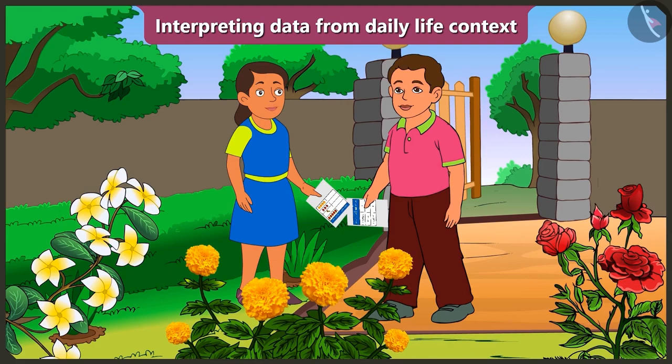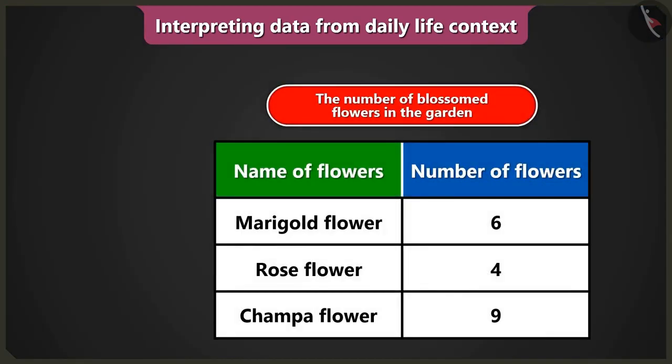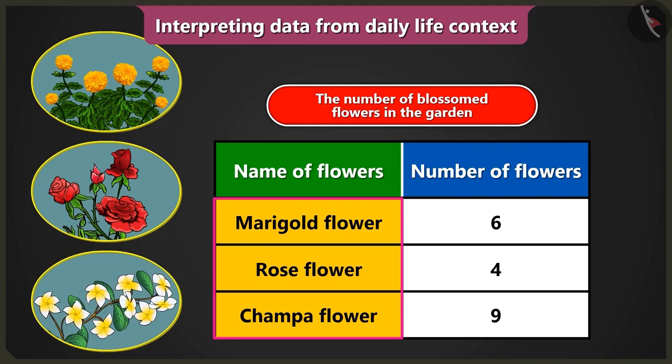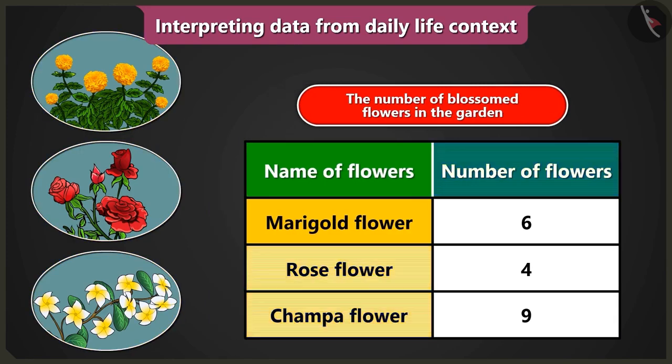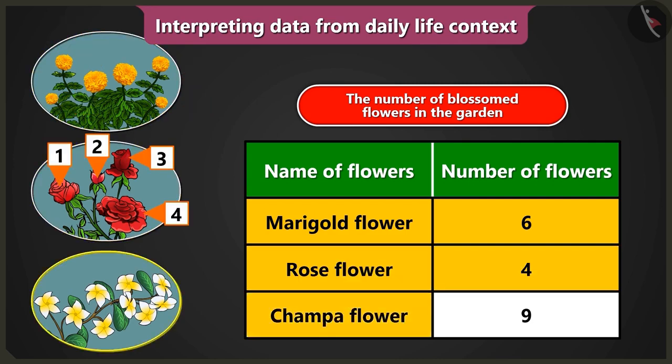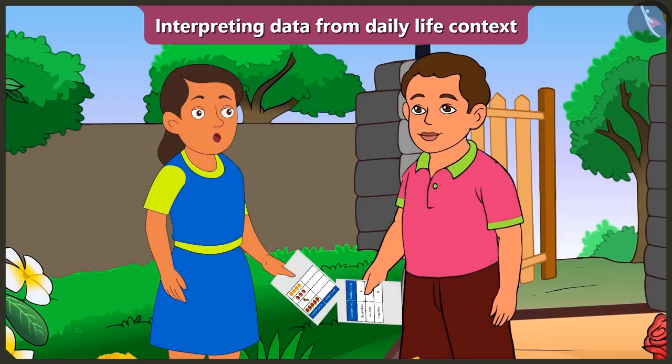Yes, this is very interesting. And now I will not have to count the flowers one by one. After understanding the table, I have understood which and how many flowers have blossomed in the garden. What have you understood? I understood that there are 3 kinds of flowers, marigold, rose and champa, that have blossomed in the garden. And there are 6 marigold flowers, 4 rose flowers and 9 champa flowers that have blossomed in the garden. Thank you, Bunty. You have really explained the data in the table very well.